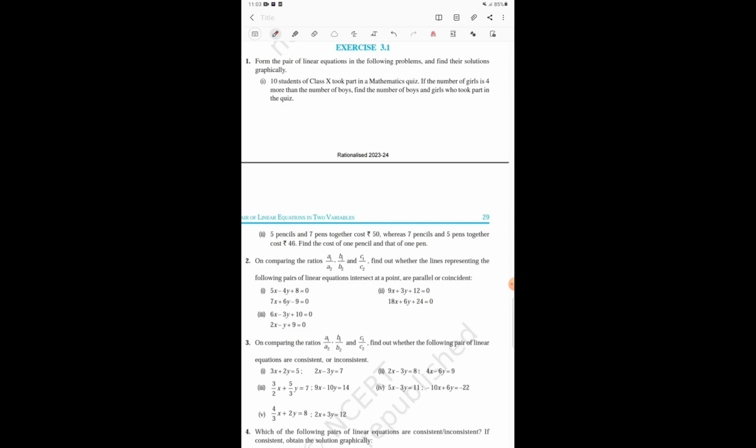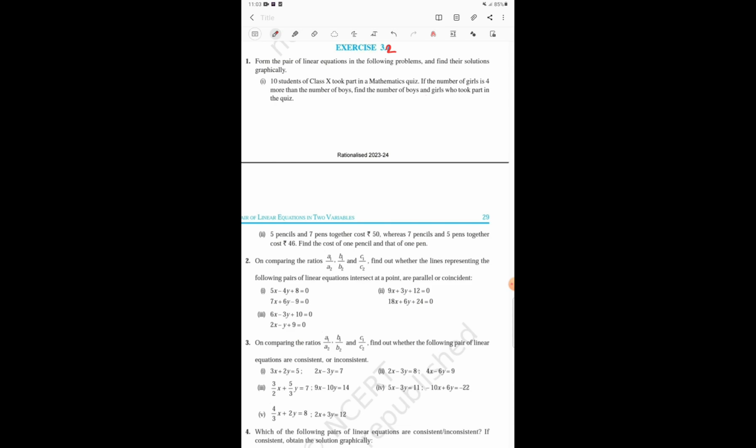So today we are discussing a very interesting concept, that is pair of linear equations in two variables. Last time we discussed types of lines, what solutions there are, whether the system is consistent or inconsistent, and what ratios we discussed in the last class. Today we discuss exercise 3.2. It is all equations.